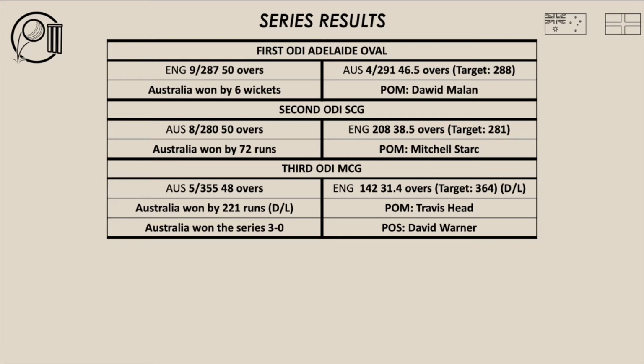The first ODI was played at the Adelaide Oval. Australia won by 6 wickets and Darwin Milan was named Player of the Match. The second ODI was played at the SCG. Australia won by 72 runs and Mitchell Starc was named Player of the Match.